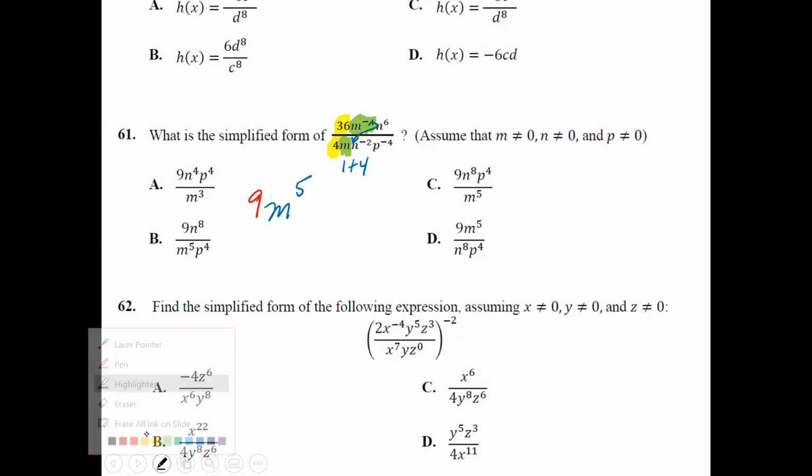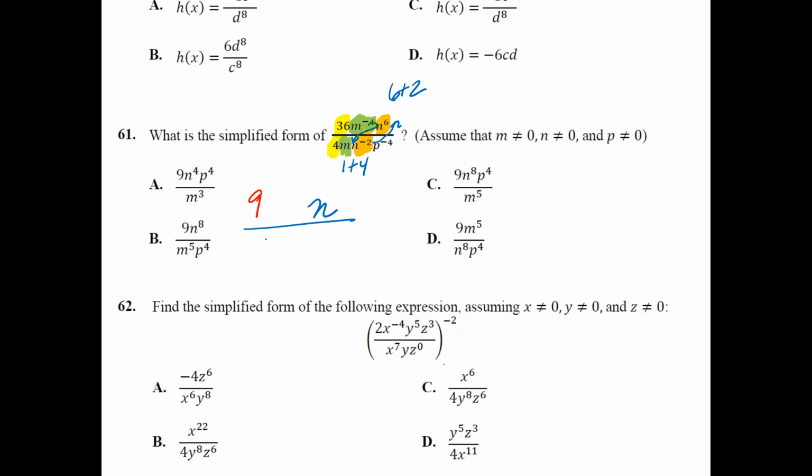Then we're going to take a look at the n's. Okay, 6 and -2. Well, I don't like that -2, so I move it up. So what's 6 plus 2? Oh, and you know what? I totally messed this up for a second. Hold on. The m needs to go on the bottom. Sorry. It needs to go on the bottom because I moved it down to the bottom. The n's, you're going to move up. So 6 plus 2 is n to the 8.